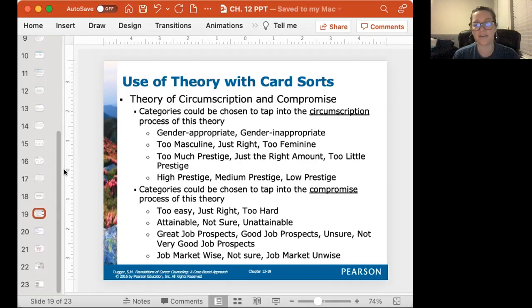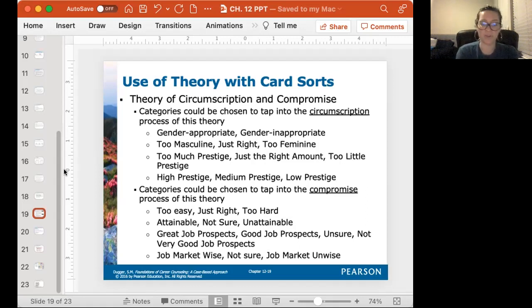Also, you could use the theory of circumscription and compromise. So categories could be chosen to tap into the circumscription process of this theory. You want to make it gender appropriate versus gender inappropriate: too masculine, just right, too feminine; too much prestige, just the right amount, too little prestige; high, medium, low. And you can even look at categories tapping into the compromise process of this theory. So too easy, just right, too hard, and so on and so forth.